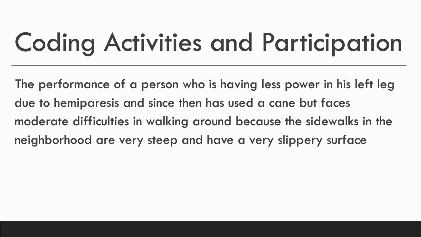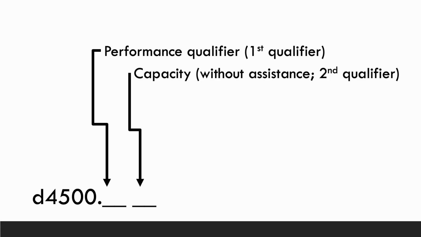When you're coding activities and participation, so the performance of a person who is having less power in his left leg due to hemiparesis and since then has used a cane but faces moderate difficulties in walking around because the sidewalks in the neighborhood are very steep and have a very slippery surface, you're going to look up walking short distance. It's going to be D4500 if you're using that link. So again, D4500, the performance qualifier, that first qualifier, the capacity is going to be the second qualifier without assistance.